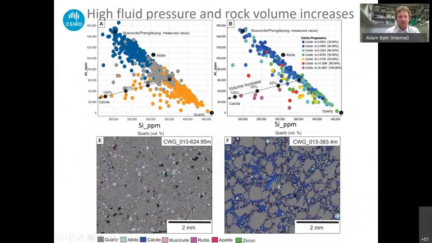One of the things that we noticed when we look at the texture of the rock and also the portable XRF data is that there's been a lot of fluid pressure in parts of these rocks, and we see things like increases in volume. There's a lot of quartz grains, and then we start to see carbonate established between the quartz grains. So these quartz grains start to separate, which we put down to a volume increase. And it's quite interesting where those volume increases occur.